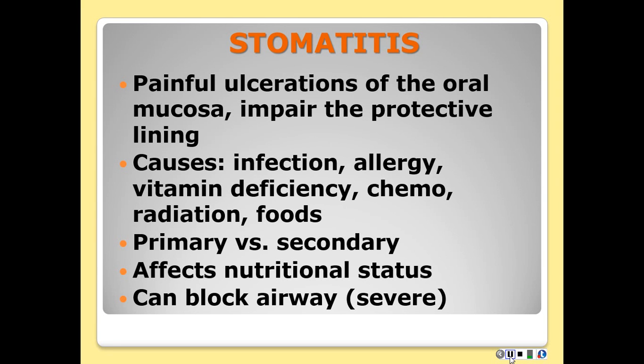Your book goes into talking about primary versus secondary. Basically, primary is there's something in the mouth that's causing the ulceration. The primary site is there. Secondary means something else outside of the mouth has caused it. That usually means it's some kind of infection because the patient is immunocompromised. I'm more concerned that you know what you do with stomatitis than trying to differentiate secondary versus primary.